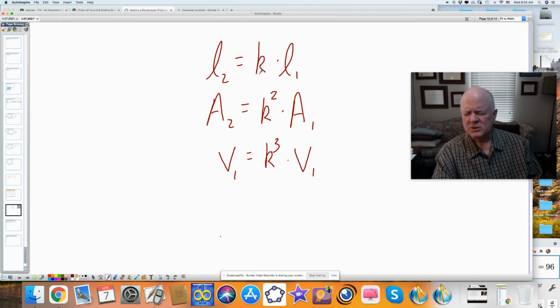It's proportional to the scale factor. When we do the area, this is area subscript 2, is equal to k to the power of 2, k squared, times the area of 1. It's proportional to the scale factor squared, and the volume is proportional to the scale factor cubed. That's the big idea for today's lesson.